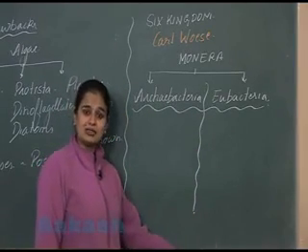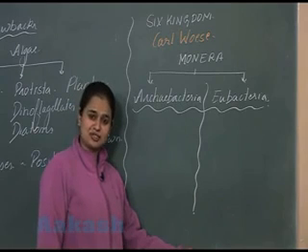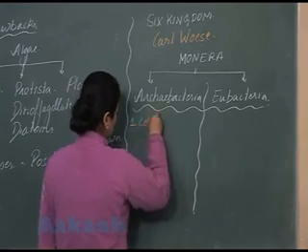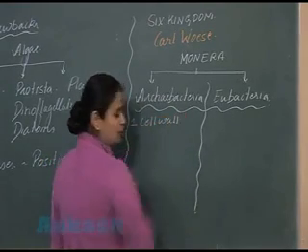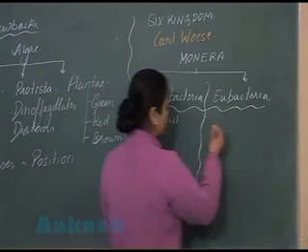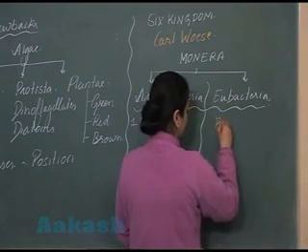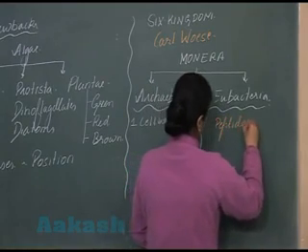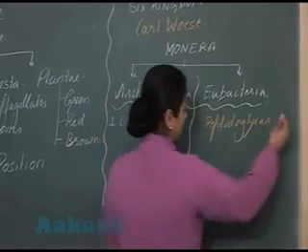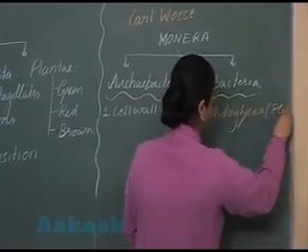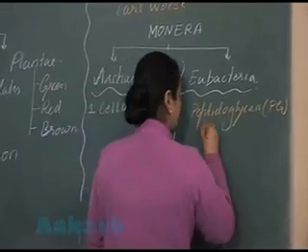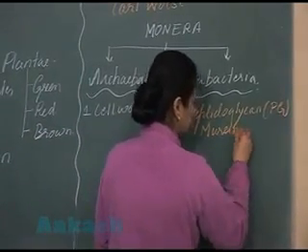Now what were the characteristics utilized for this differentiation? What was the basis of differentiation? One of the bases of differentiation is cell wall. In the case of eubacteria, cell wall is made up of peptidoglycan. Throughout the lecture while teaching bacteria, I will call this peptidoglycan as PG. The peptidoglycan wall is also known as murein.